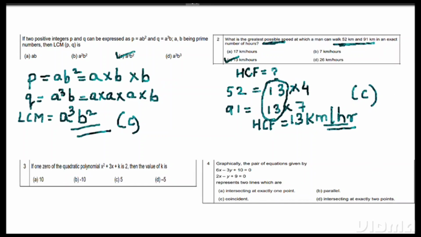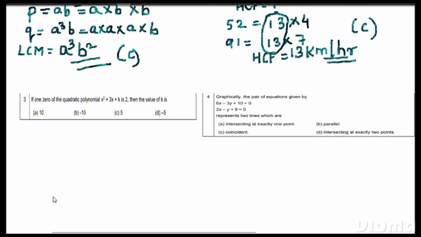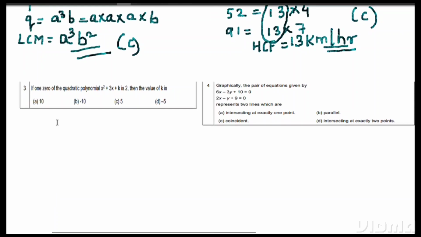Now let us go to the third question. Here they are saying that you have to find k if 1 zero of the quadratic polynomial x cube plus 3x square plus 3x plus k is 2. So they are telling 1 zero of the polynomial. That means I can substitute my value as 2, because 1 zero basically means x minus 2 is a factor. So I can say that x is 2.